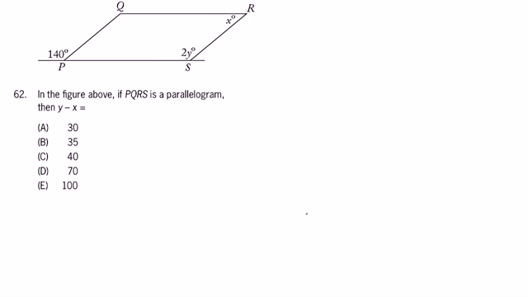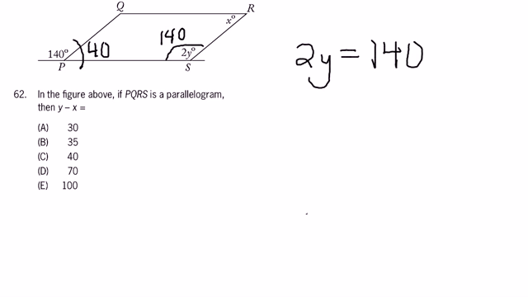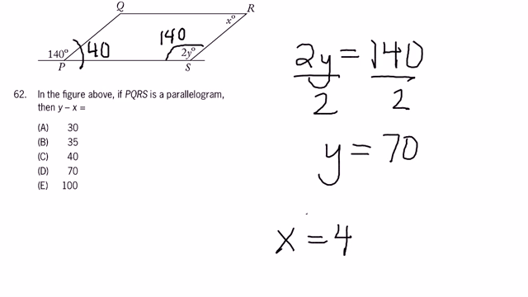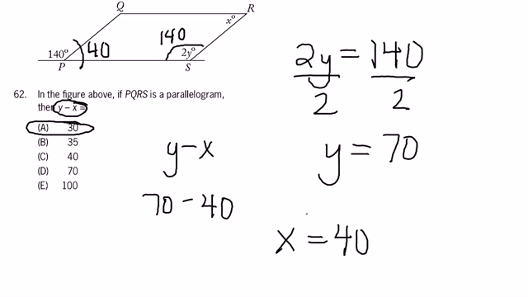So, we know that this angle is 40, and we know that this angle is 140. So 2y equals 140, which means that y is 70. X equals 40. Now the question is not asking us anything about the angles. The question is asking us about y minus x. Y minus x, 70 minus 40, that's equal to 30. And there you go, 3 easy problems.